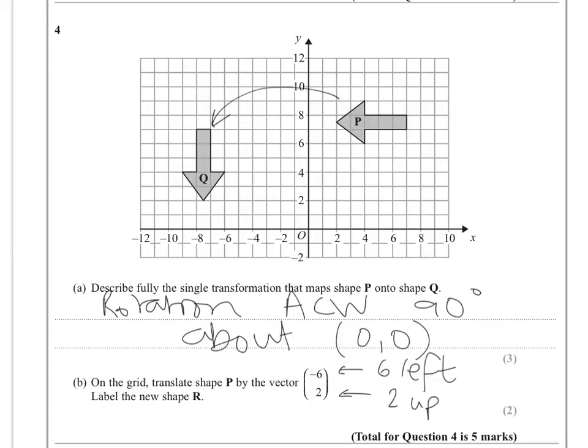On the grid, translate shape P by the vector minus 6, 2. Label the new shape R. Well, the top number tells me my movement left or right. Negative left, so I'm moving 6 left. Bottom number, up and down. Positive up, so I'm moving 2 up. So I need to move shape P, 6 left and 2 up. And then label the new shape R.